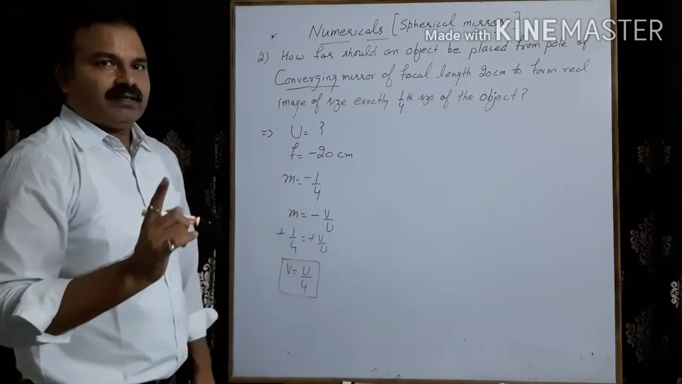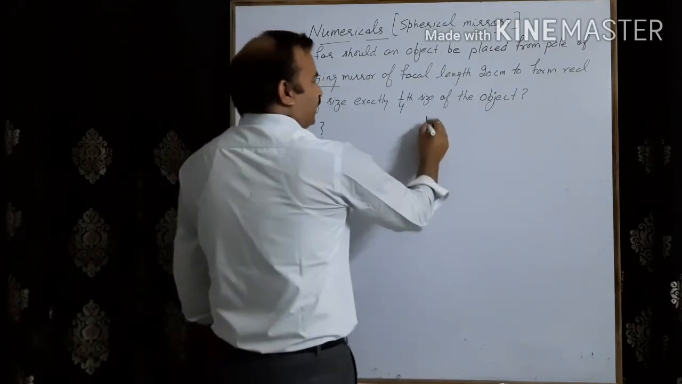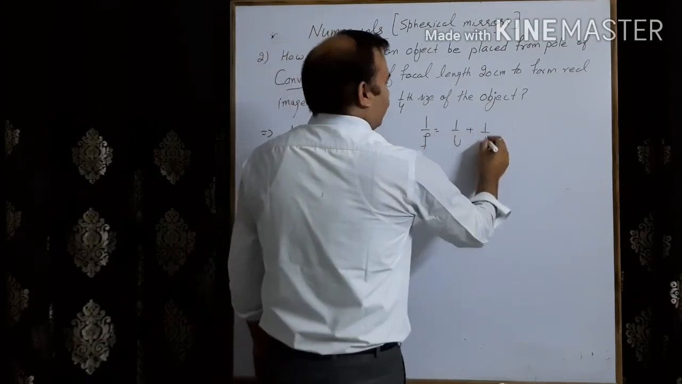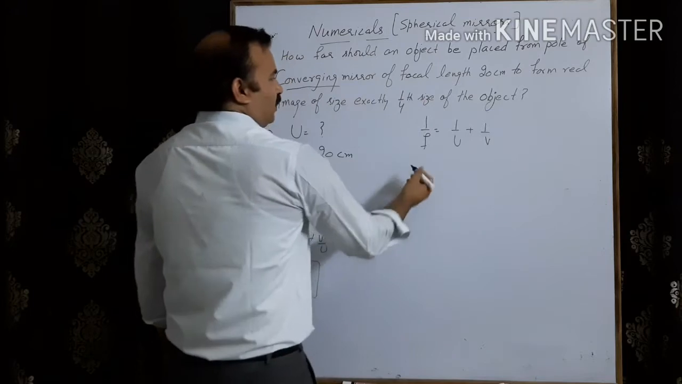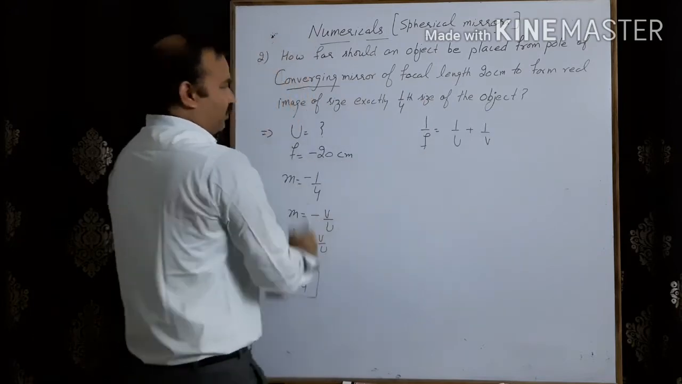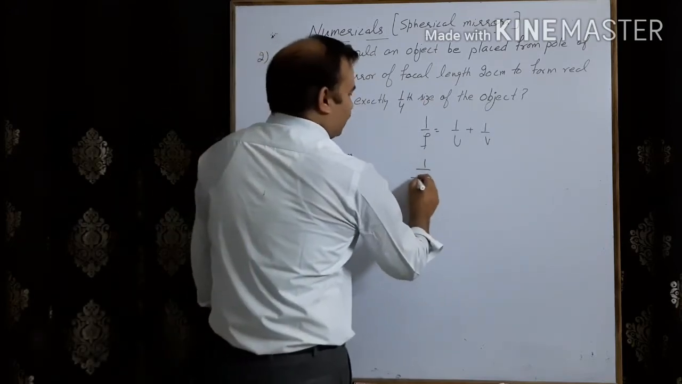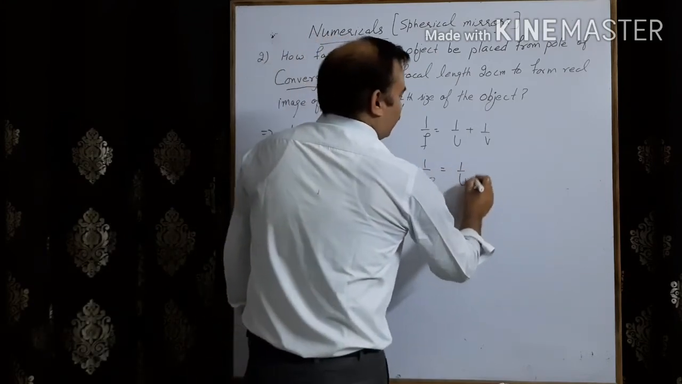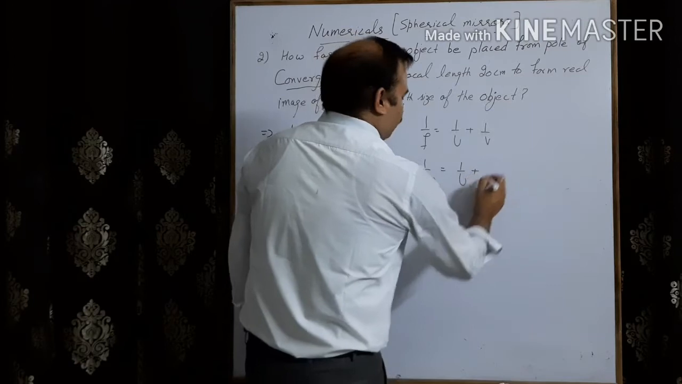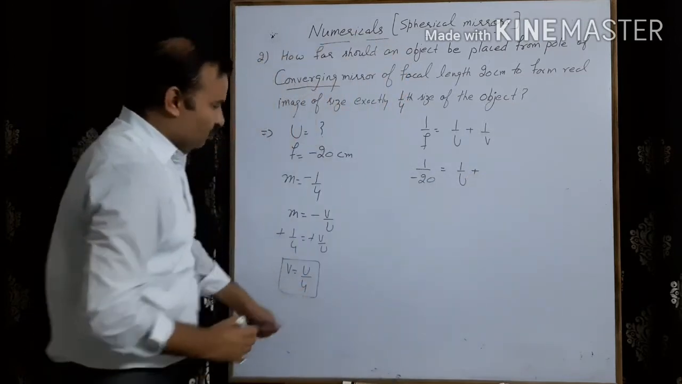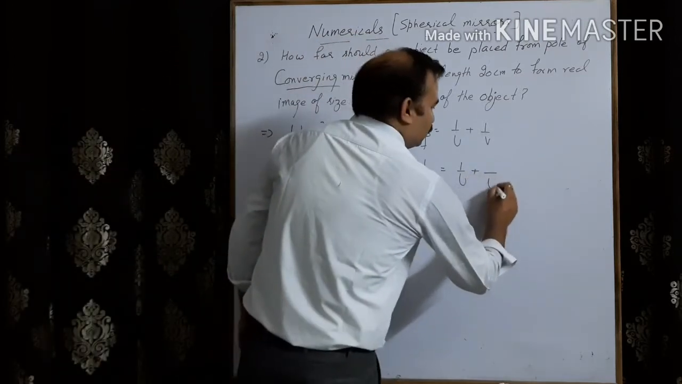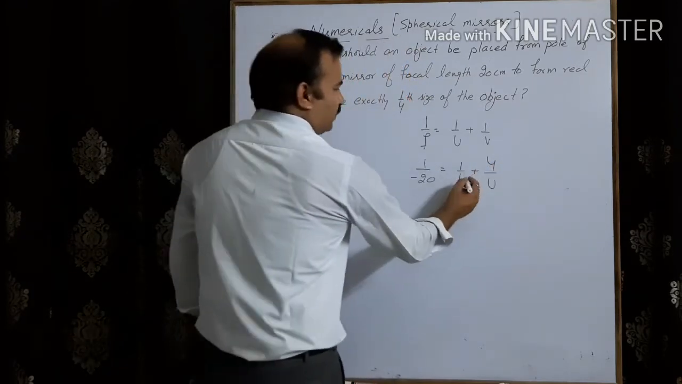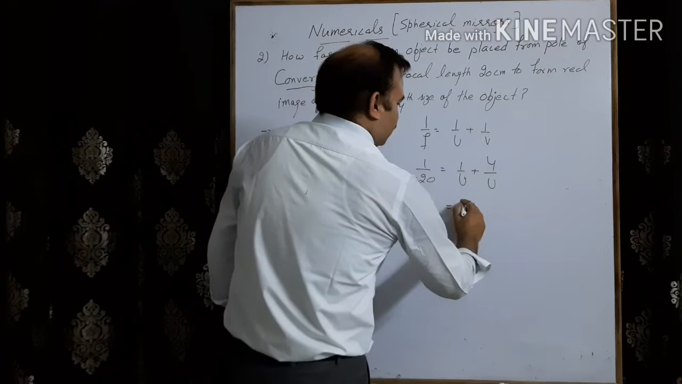Now we have to apply the mirror formula. That is 1 by f is equal to 1 by u plus 1 by v. Now what is f? That is 20. So that is minus 1 upon 20 is equal to 1 by u plus 1 by v. Now the value of v is u by 4. It means u will come in the denominator, 4 will go in the numerator. This is simple addition. 4 plus 1, that is 5.